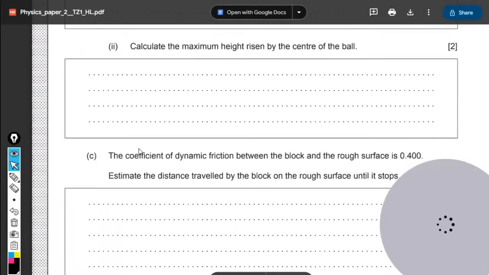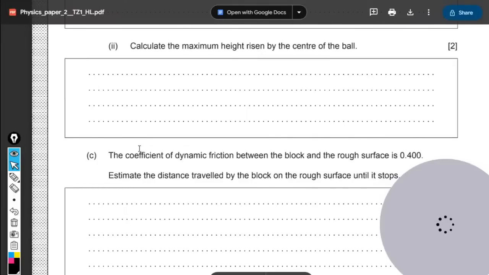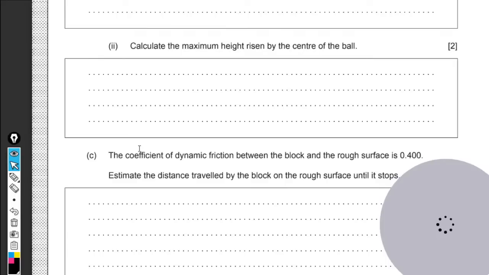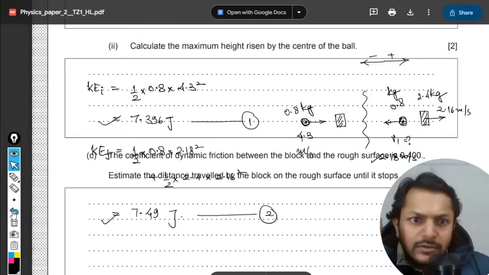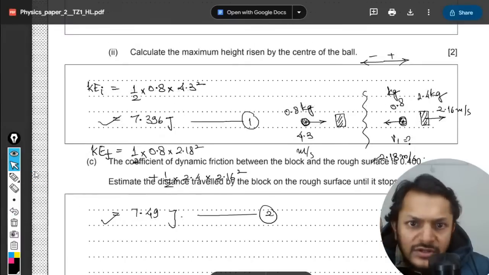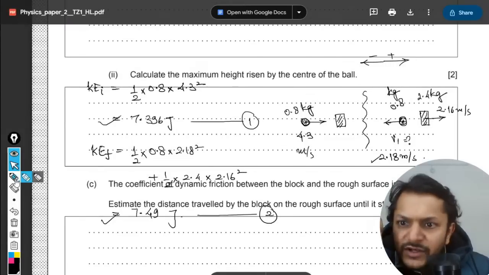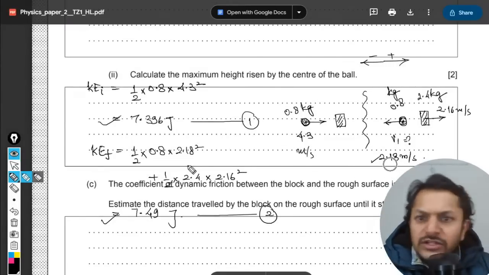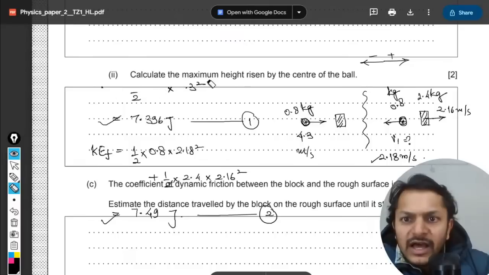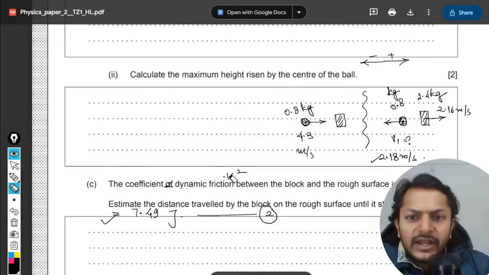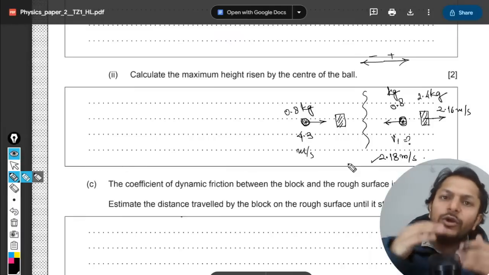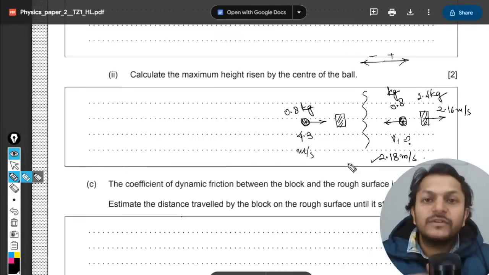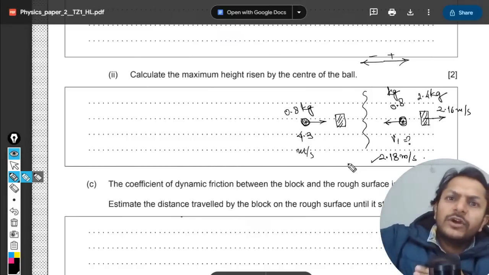Calculate the maximum height risen by the center of the ball. Okay, so what is the height that it has gone up? So yeah, this was my previous calculation, and the velocity now is 2.18 after the collision. So they want to know what height will be attained now. Obviously that height will not be equal to 95 centimeters now, so we have to see. We are going to equate the kinetic energy of the ball with the potential energy, because after some time it is going to stop.